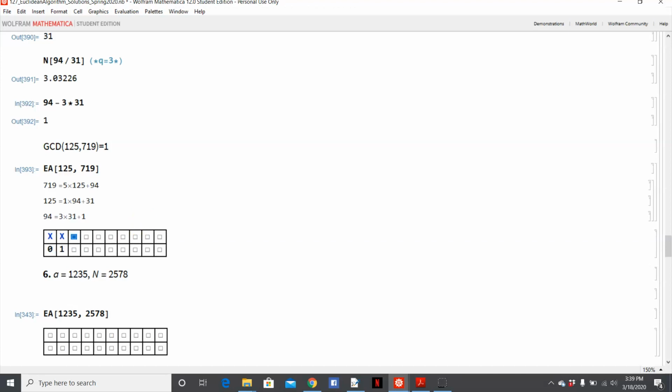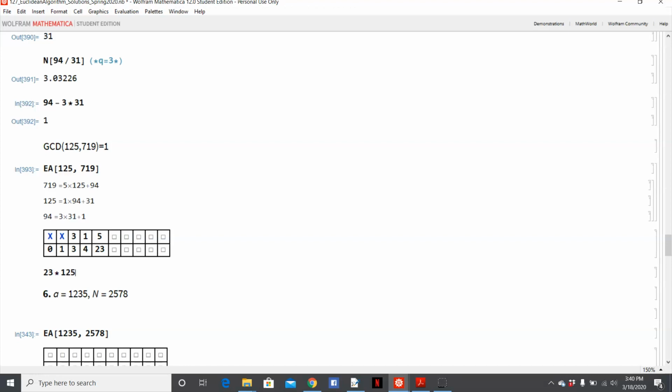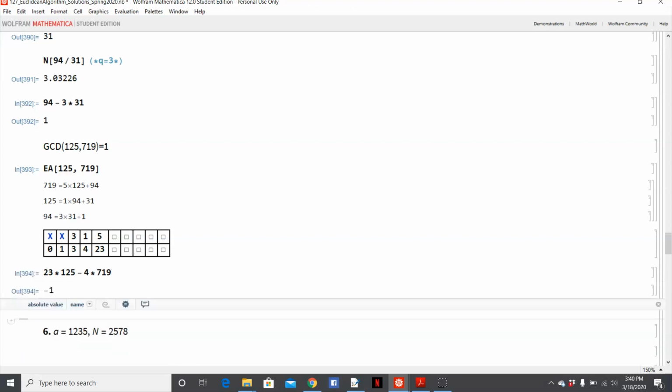So it always starts the same. Then I take 3, 1, 5. Those are my quotients, starting with the last one. And then again, 3 times 1 plus 0, that's 3. 1 times 3 plus 1, that's 4. 5 times 4 is 20, plus 3 is 23. All right, and now the computation. I take 23, the largest value, times the number I'm trying to invert, minus 4 times 719, -1.